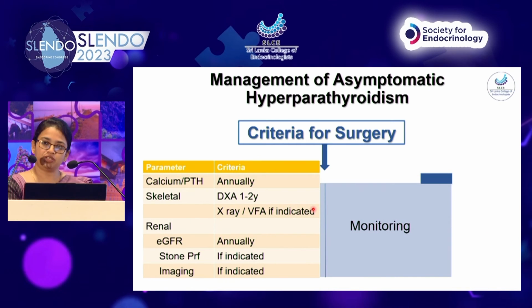What about monitoring, the group that we monitor? The working group in 2014 recommended calcium and PTH monitoring annually, skeletal monitoring 1 to 2 yearly with DEXA, and if indicated, looking for any fractures. Renal calculation of eGFR annually, and if there are risks, doing a stone profile and imaging.